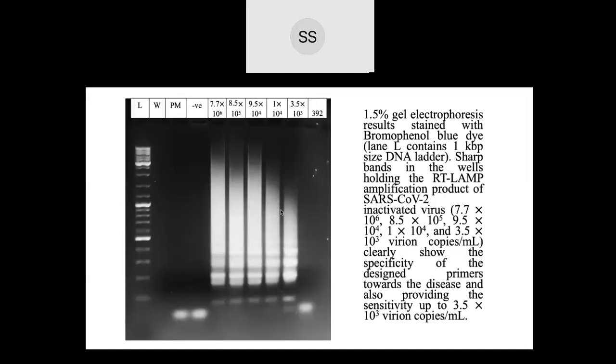So I am done with my off-chip testing. These are the preliminary benchtop tests, and now I'm currently working on the on-chip testing, where saliva samples spiked with different virus particles are introduced on chip and processed on the developed microfluidic platform.